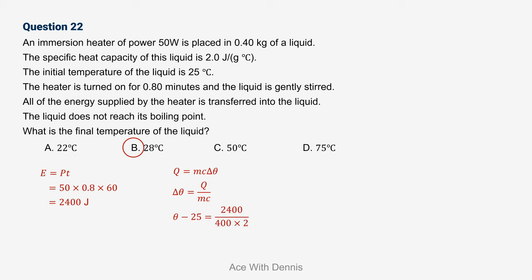So delta theta is the final temperature which we want to find, theta, minus the initial temperature, 25 degrees Celsius, equals the energy supplied, 2400 joules, divided by the mass, 0.4 kg. We have to convert it into grams because the specific heat capacity, 2.0 joules, is in grams per degree Celsius. So 0.4 kg converts to 400 grams. Be careful with the unit here. The c given is 2 joules per gram per degree Celsius. Then we calculate everything here. The theta will be 3 plus 25, which is 28 degrees Celsius. Therefore, the answer is B.